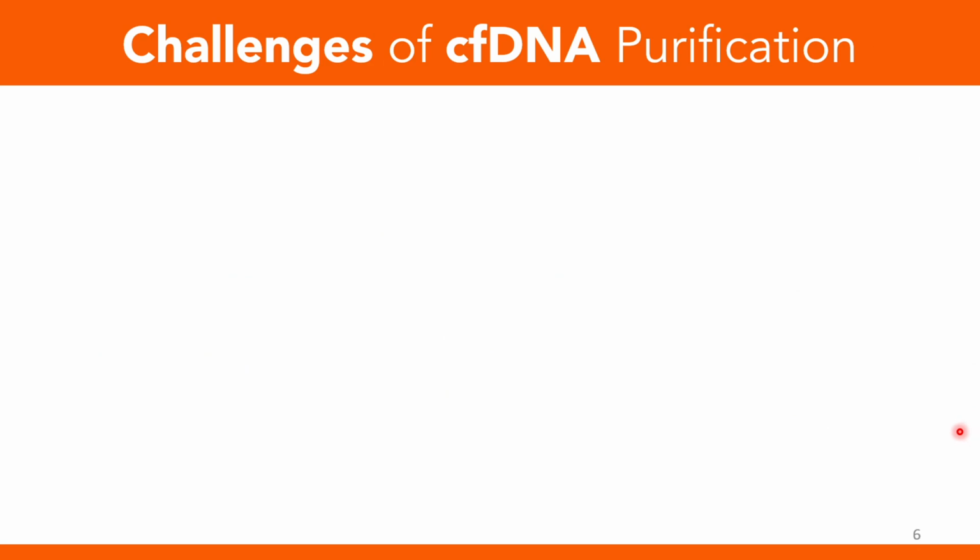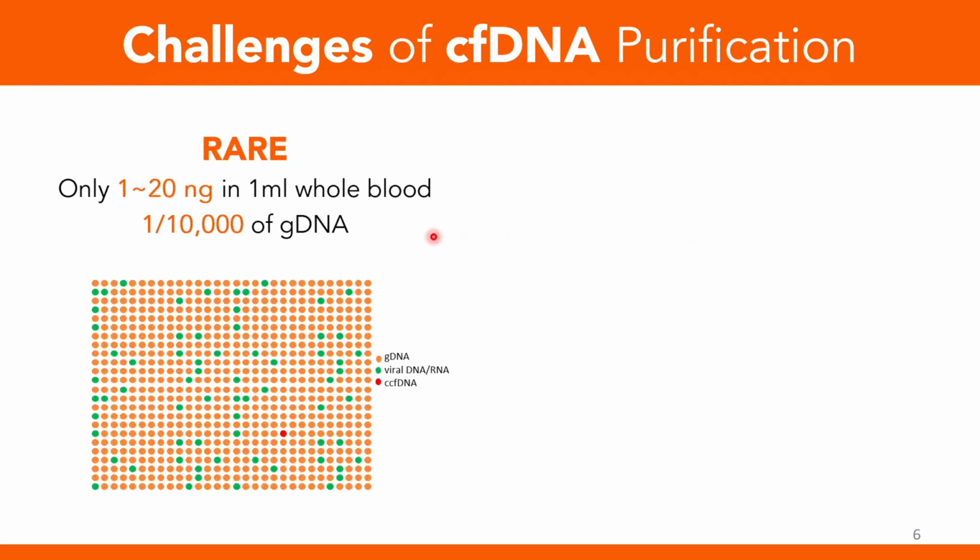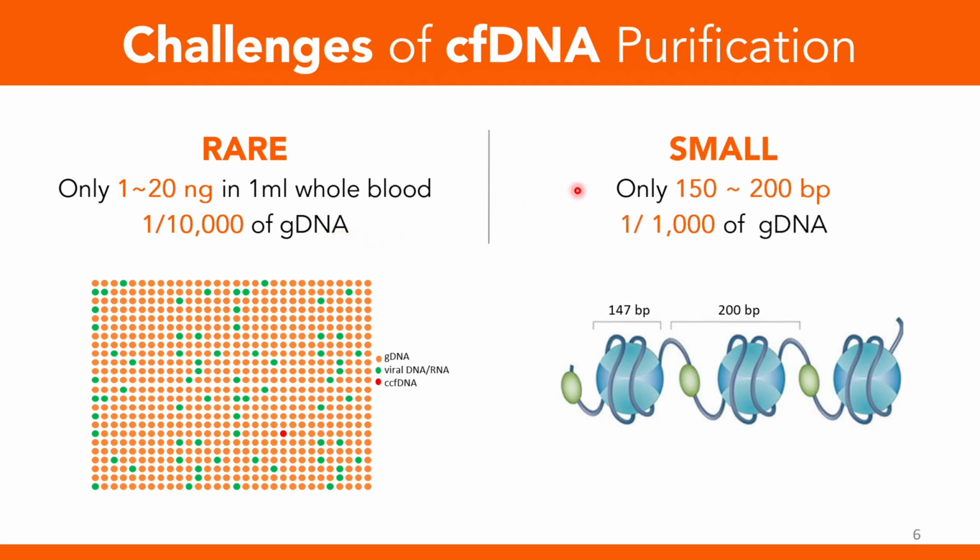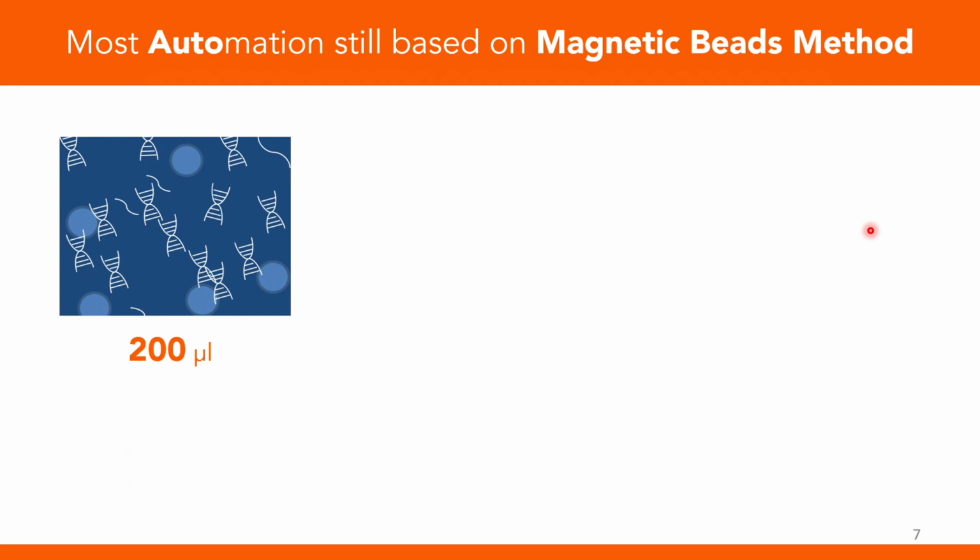Okay, but if we want to follow the applications which we mentioned previously, first of all, what we need to do is to purify cfDNA. And actually, there are many challenges to purify cfDNA. For example, first, it's very rare. As we mentioned, it's only 1 to 20 nanograms in 1 milliliter of whole blood. And second, it's very small. It's only 150 to 200 base pairs. So it's very rare and very small, so not very easy to capture.